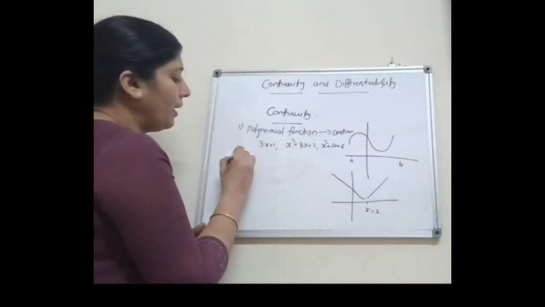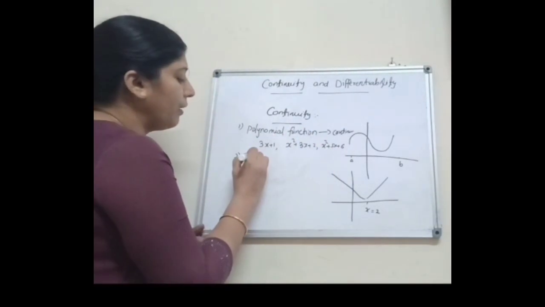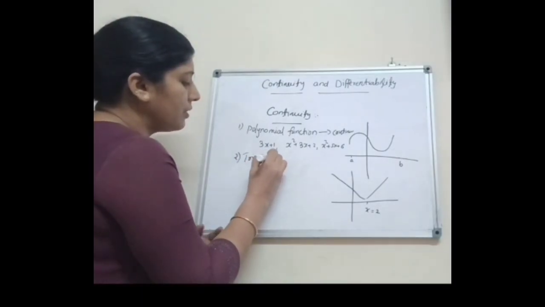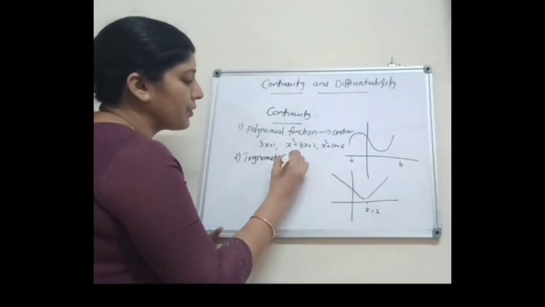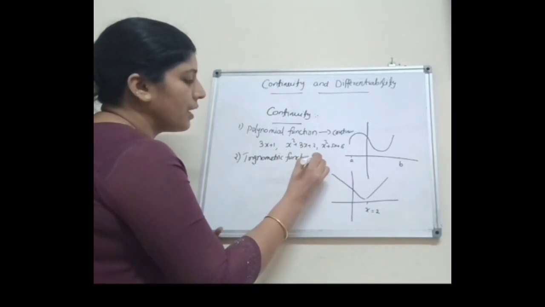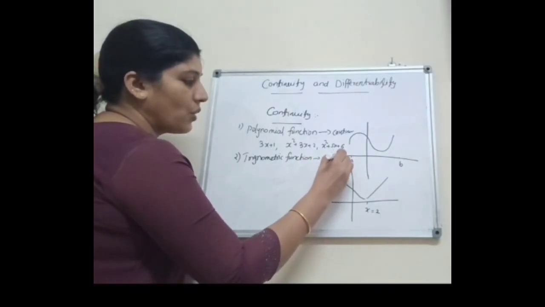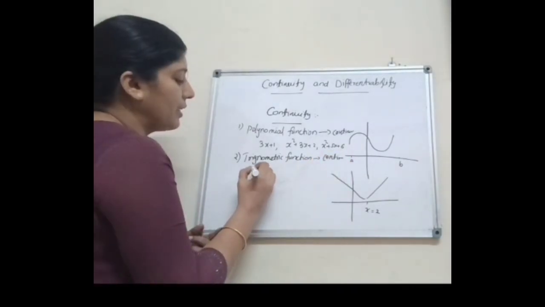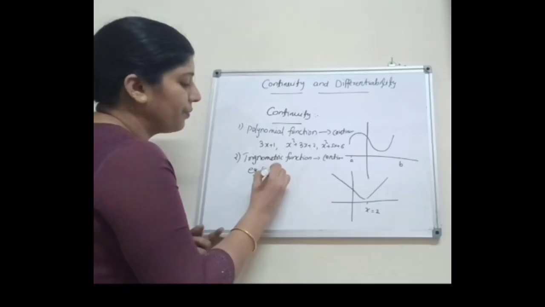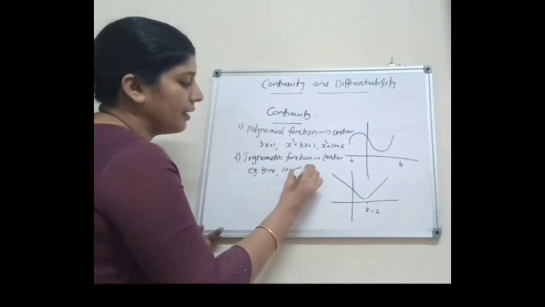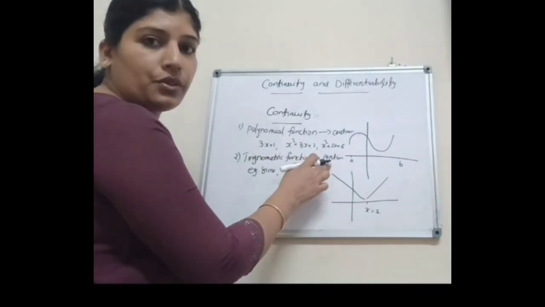And the trigonometric functions, let us consider the trigonometric functions. Second condition, the trigonometric functions are always continuous. Here, what are the trigonometric functions? Sin x, cos x, like that. For example, sin x, cos x, etc. These are also continuous functions.